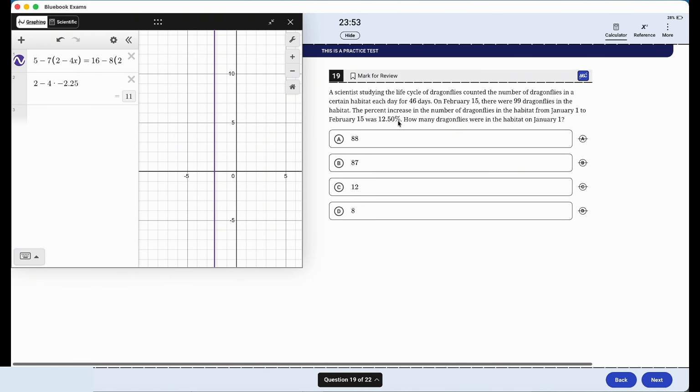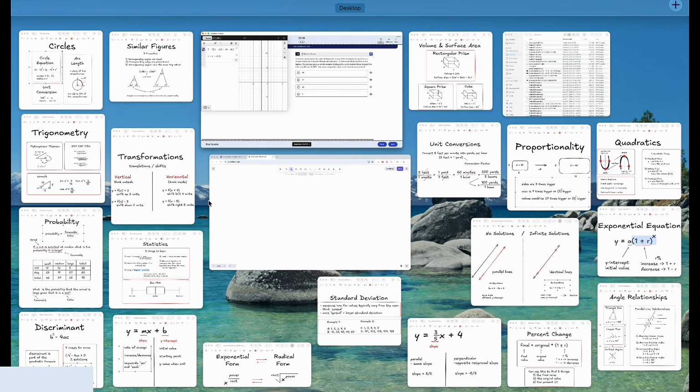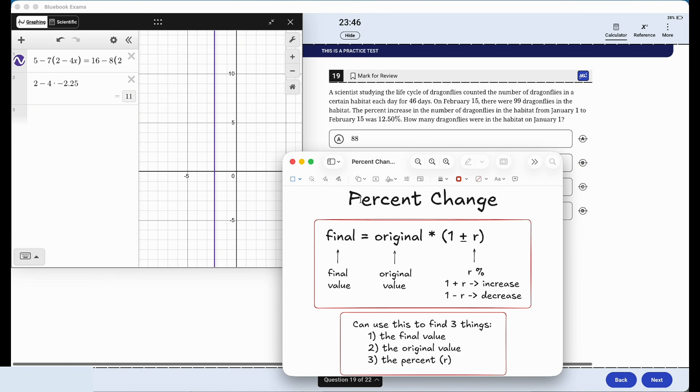That's a normal thing in math where we do the opposite, but it does not work with percents. Here's what you want to know with the percents one. Here it is. This equation is going to be super useful. Final equals original times your 1 plus or minus r, which is your increase or decrease. You can use this to find 3 different things: the final, the original, or the percent.